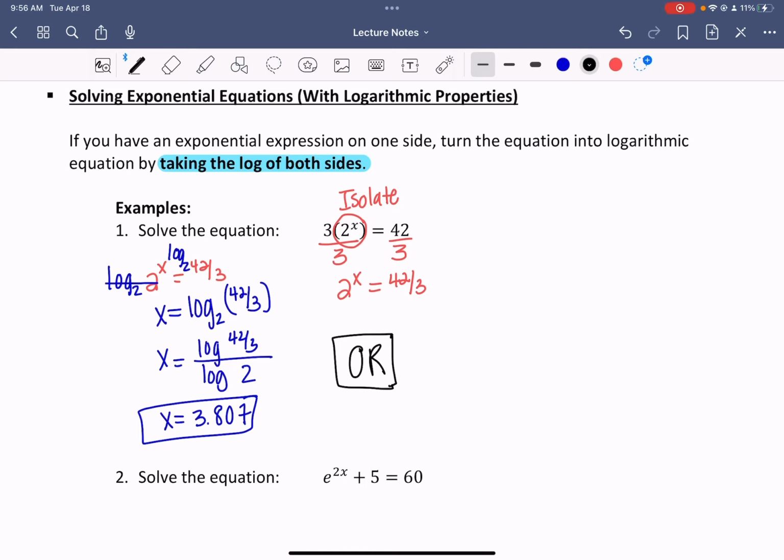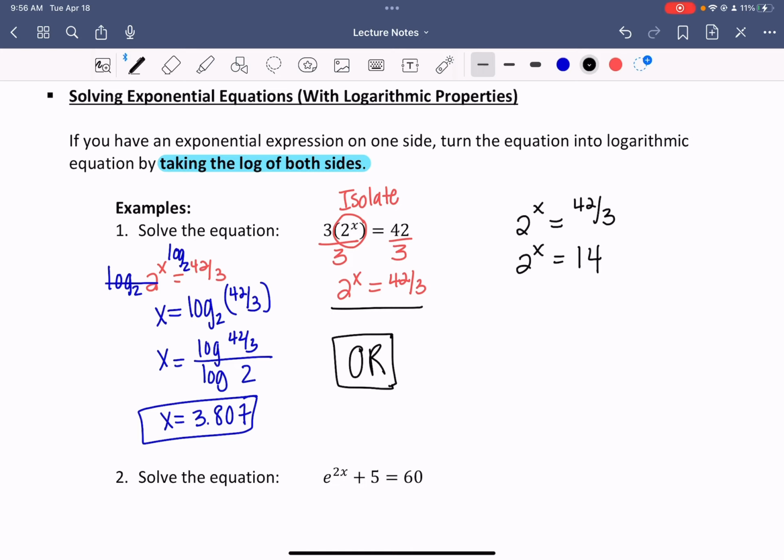So let's start with this piece right here. 2 to the x equal to 42 over 3. And I should have in that first example 42 over 3, that just gives me 14. So let's work with that. I should have done that on option 1.